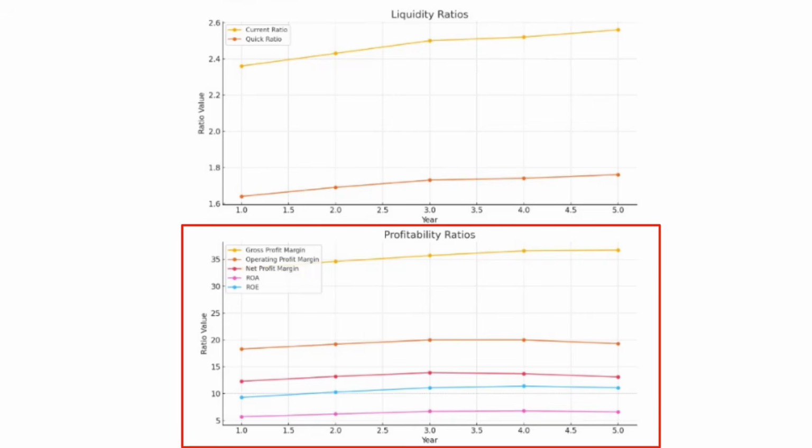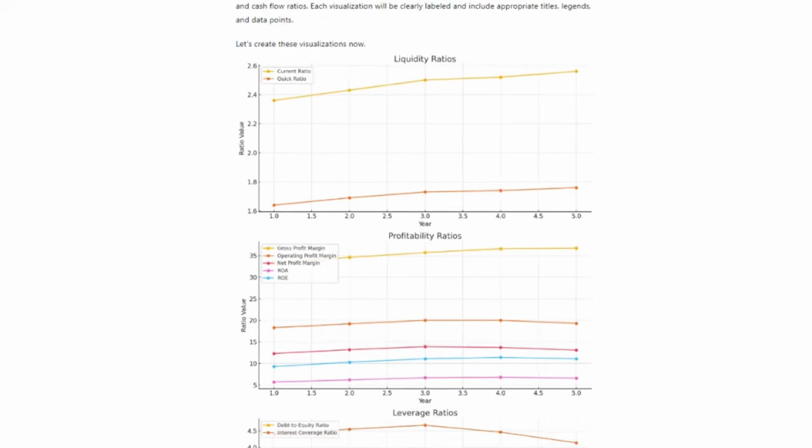In the profitability ratios, the charts included metrics like gross profit margin, operating profit margin, and net profit margin, along with the return on assets and return on equity. Each line graph showed trends and fluctuations, providing a clear visual narrative of the company's earnings performance and return on investments.